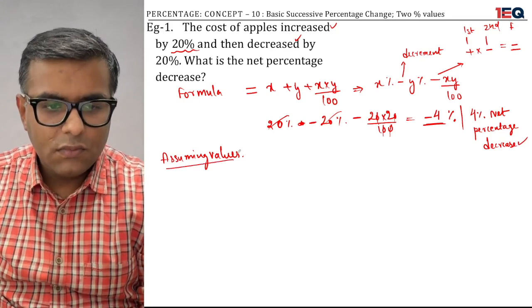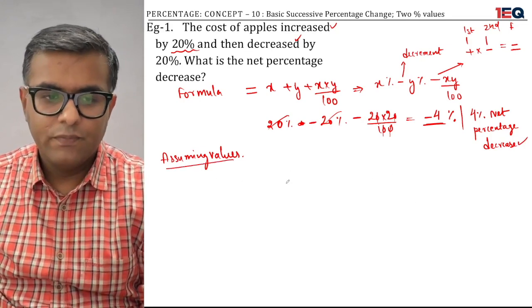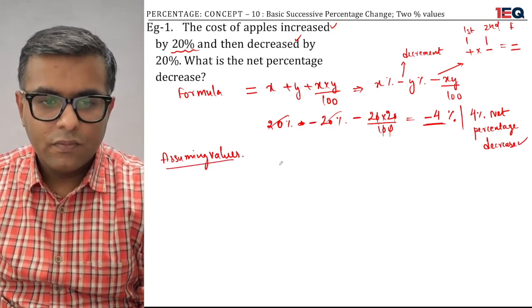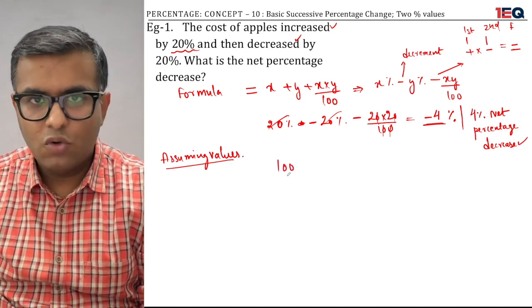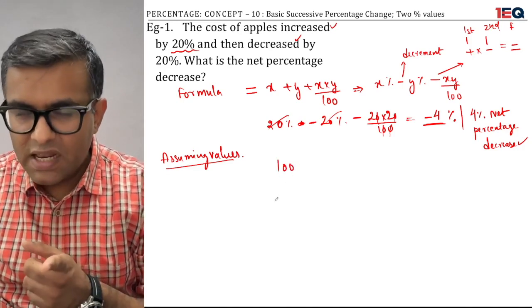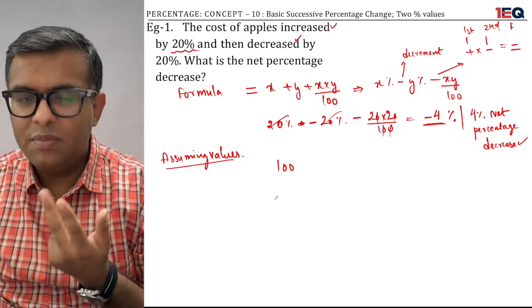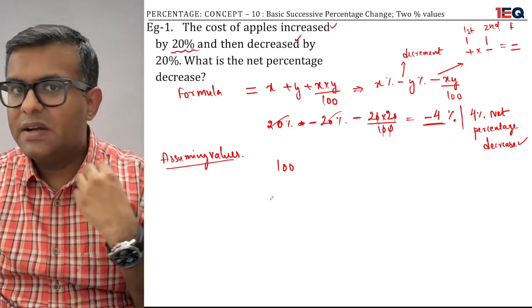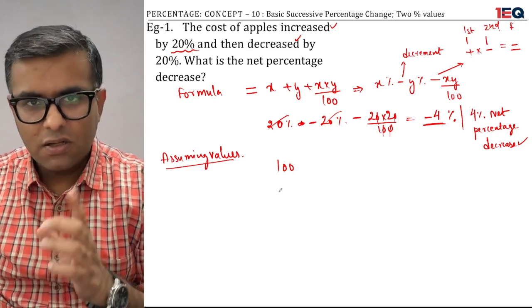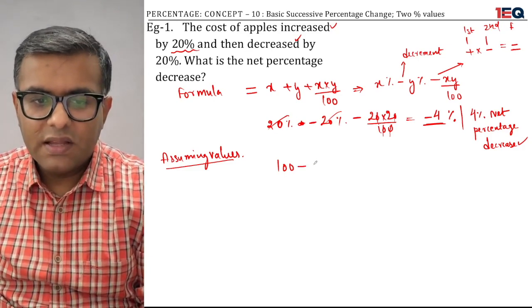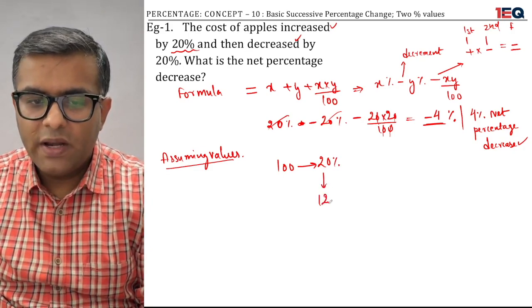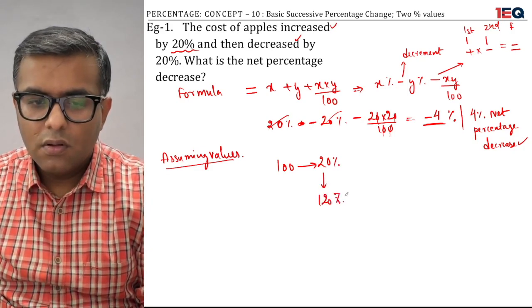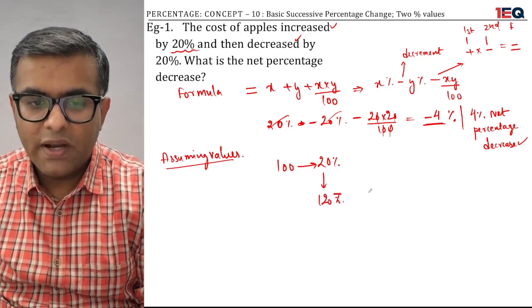Now assuming values. I will assume the value in this manner, that the apples cost me rupees 100. Be it one single apple, be it 1 kg of apple, be it 100 kgs of apple. I'm assuming that apples cost me 100. There is an increase of 20%. This would give me the value as 120 rupees.